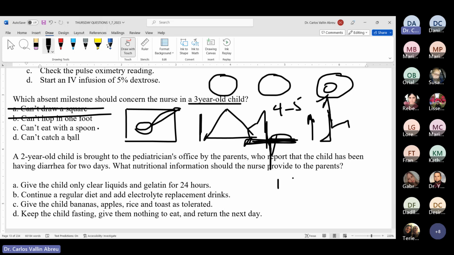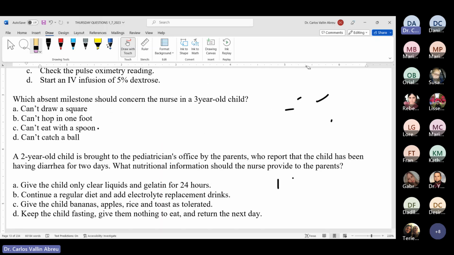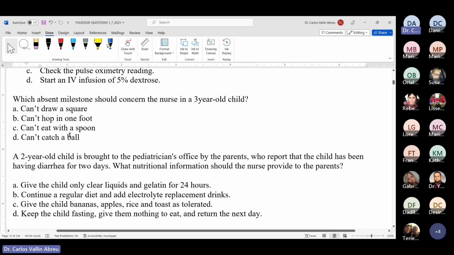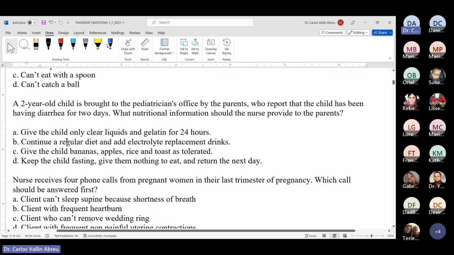And cannot catch a ball. Okay, I am almost 70 and I cannot catch a ball. I'm very bad playing baseball, so it's okay. So the answer is C. And those questions can be answered a lot with common sense. And any one of you that have the luck of having children, it's going to be easier.